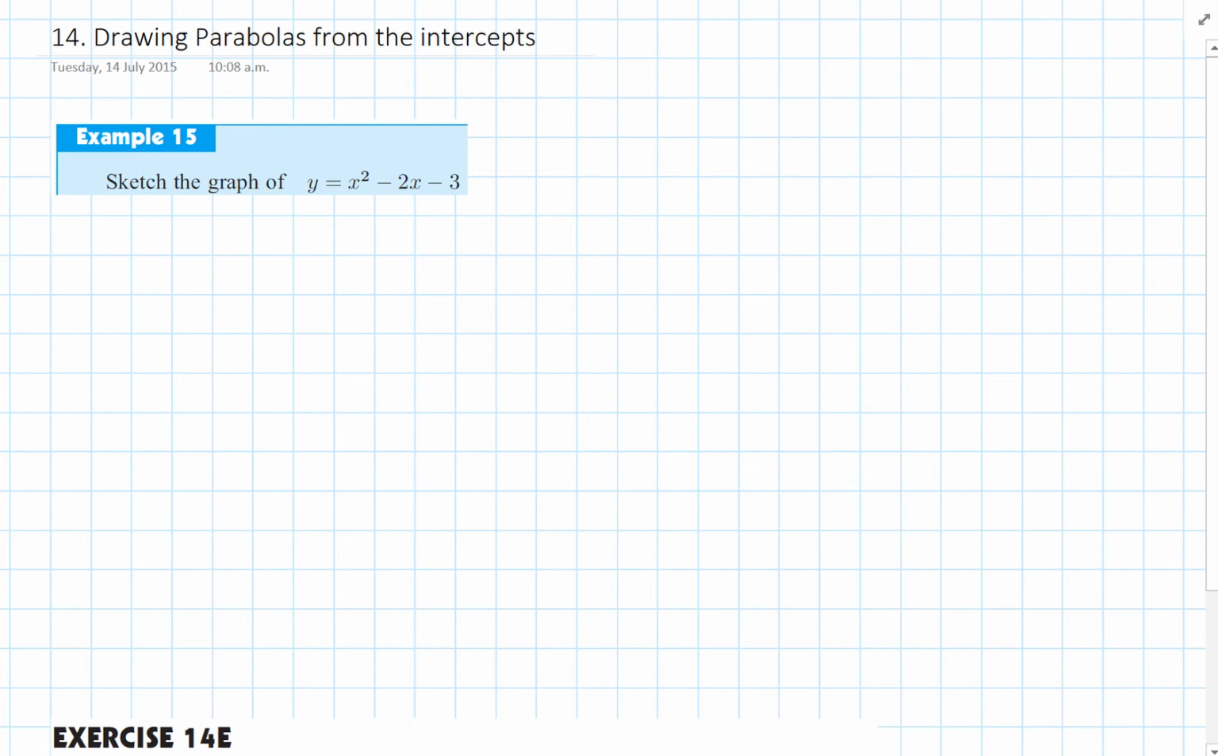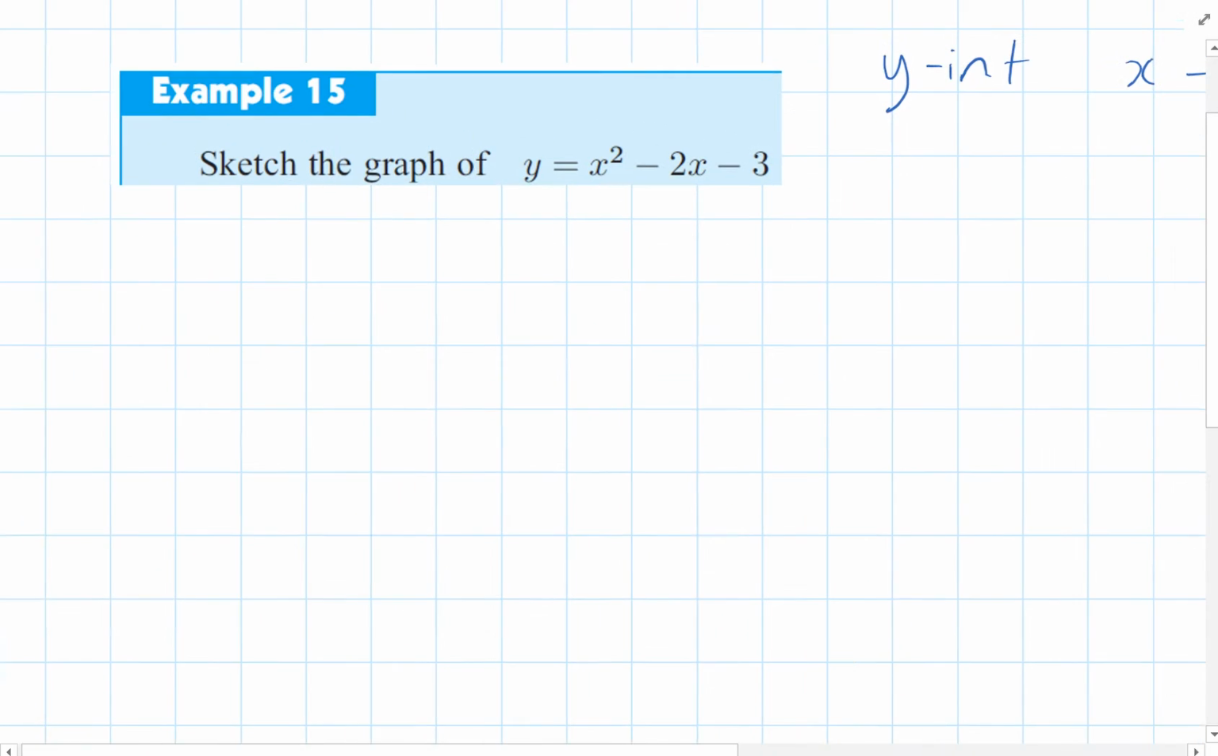Hi Year 9s, in this video we're going to look at drawing parabolas from their intercepts only. So that's their y-intercepts and their x-intercepts. And so let's start with our y-intercept.